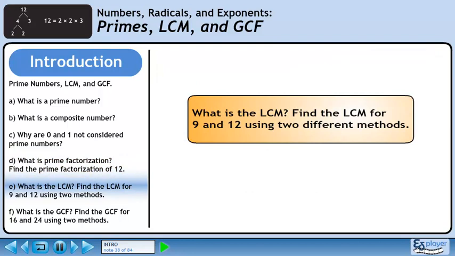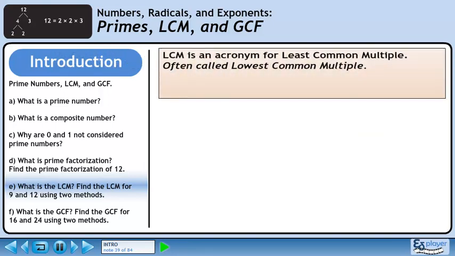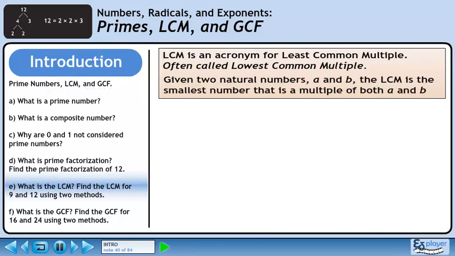In part E, we are asked, what is the LCM? Find the LCM for 9 and 12 using two different methods. LCM is an acronym for least common multiple. It's often called lowest common multiple as well. Given two natural numbers, a and b, the LCM is the smallest number that is a multiple of both a and b.